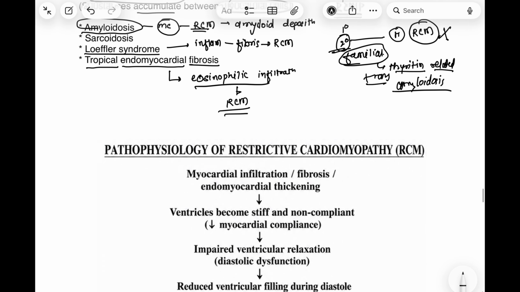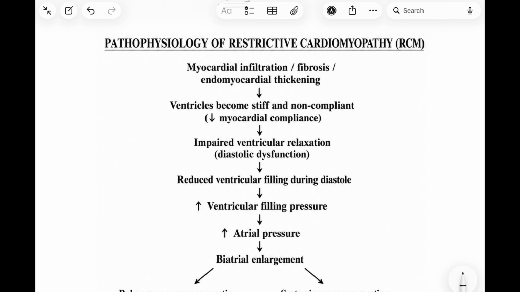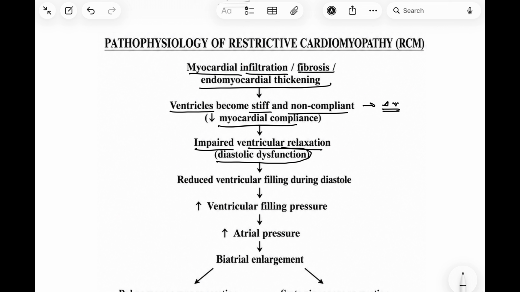Now let's discuss the pathophysiology of restrictive cardiomyopathy. The pathophysiology starts with the myocardial infiltration or the fibrosis that we get in Loeffler syndrome or any type of condition that leads to endomyocardial thickening, right? The root cause for this cascade is that the ventricles become stiff and non-compliant. What do you mean by non-compliant? There is a decrease in change in volume, right? So the myocardial compliance is decreased, which leads to impaired ventricular relaxation, which we call diastolic dysfunction, right?